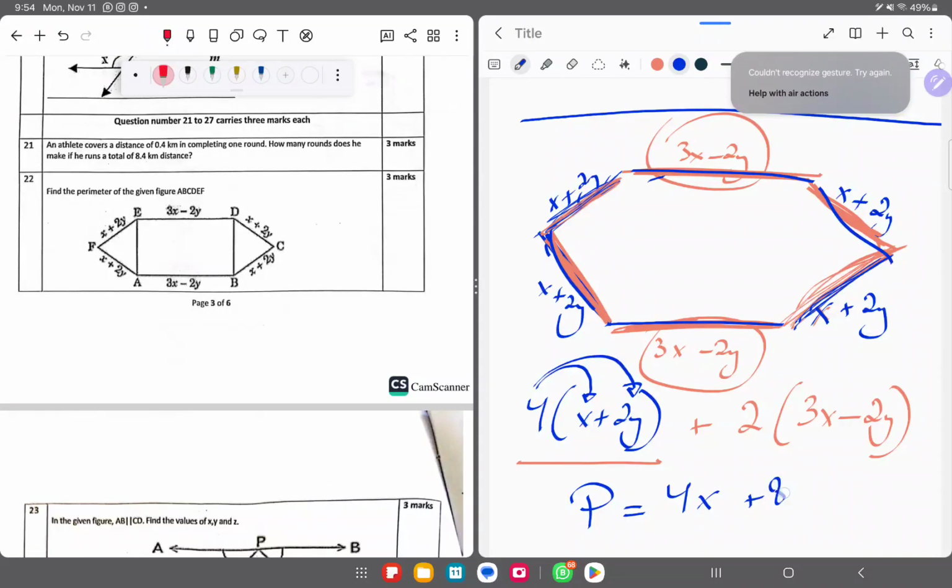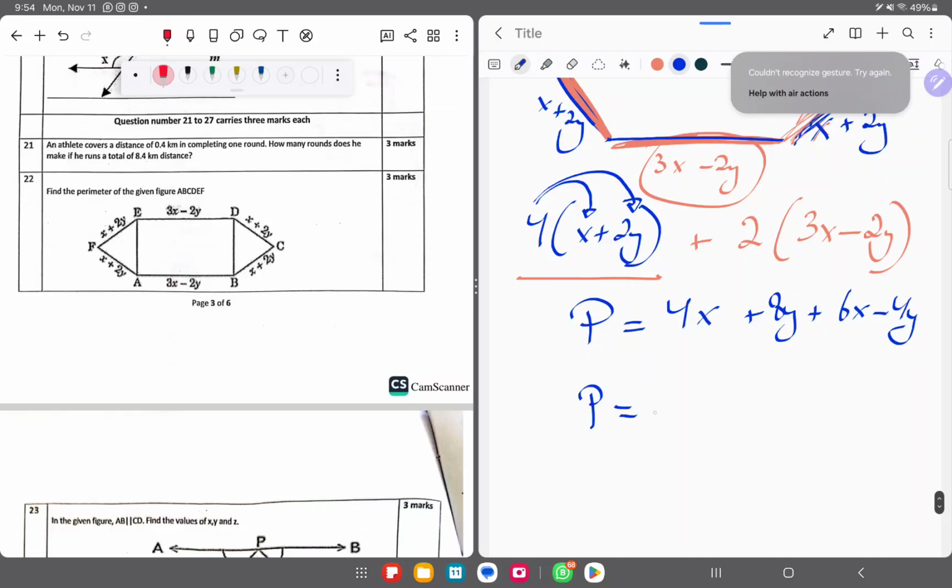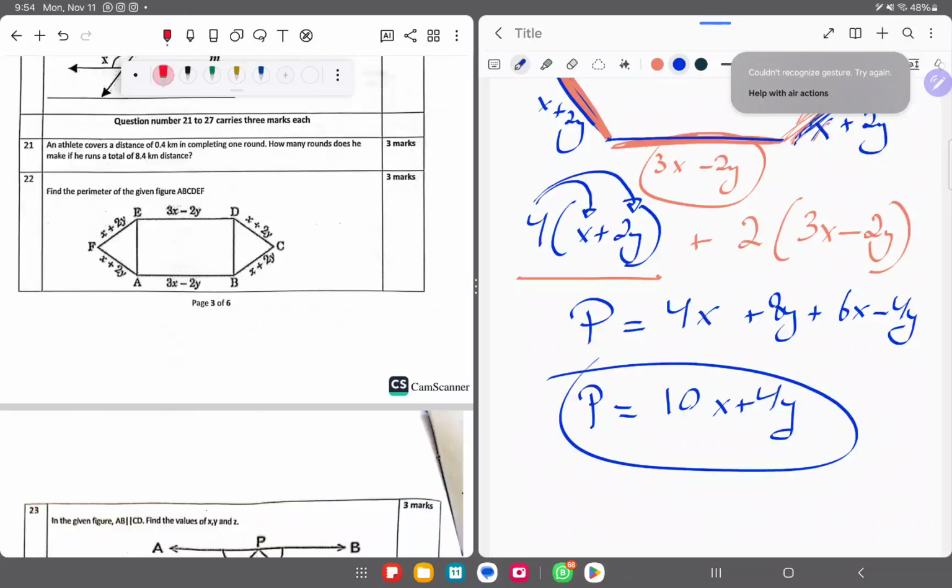4x plus 8y plus 6x minus 4y. The perimeter is equal to 4x plus 6x, which is 10x, and 8y minus 4y, which is 4y. The perimeter is 10x plus 4y. Okay. See how easy it is? Okay, this is 22.